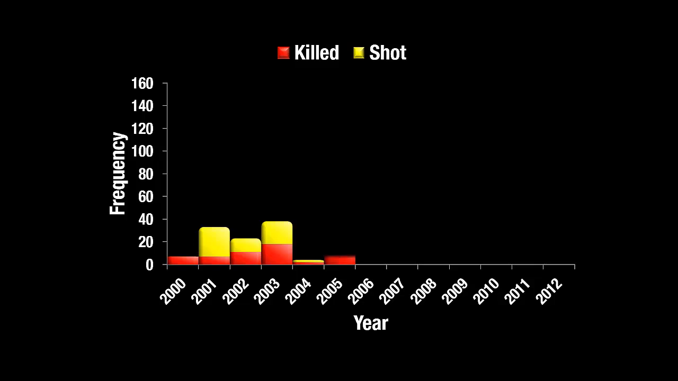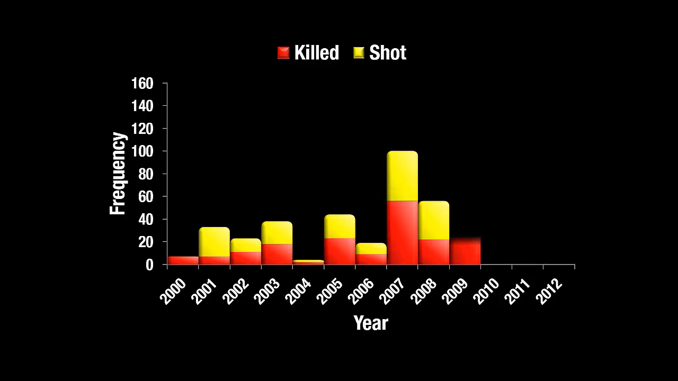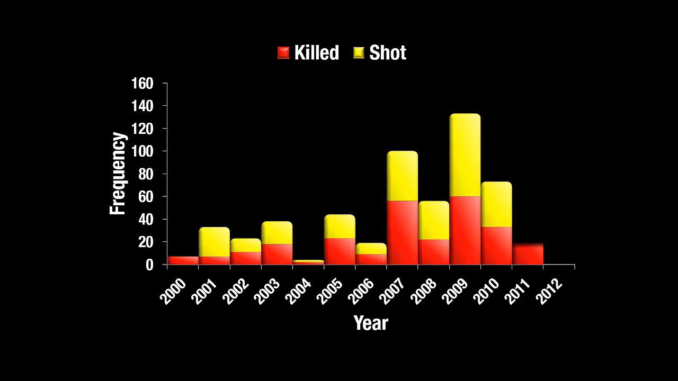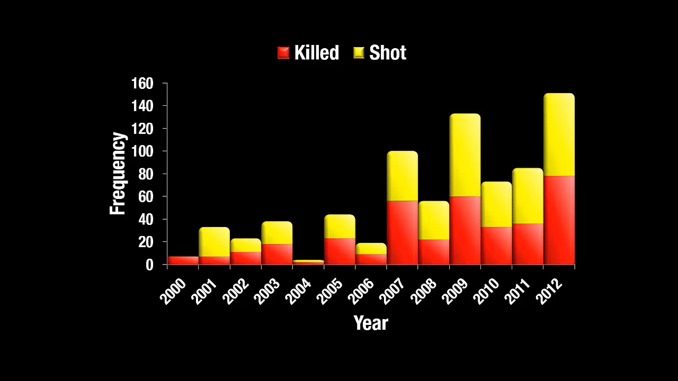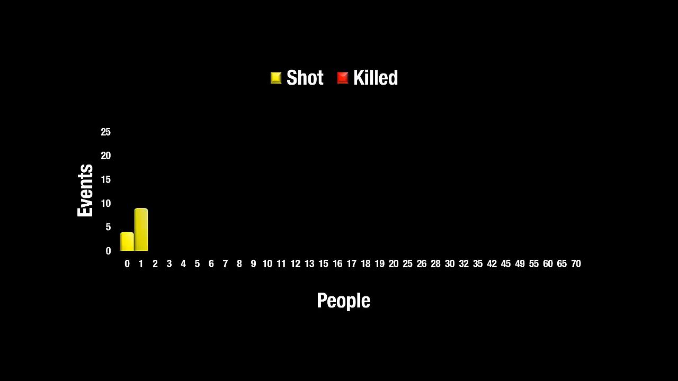This is the number of people shot and killed per year. And you can see, just like the increase in the number of attacks, we're seeing an increase in the number of people shot and killed. It does not appear that the attacks themselves are getting more dangerous or deadly. Instead, it seems like more people are just being shot and killed because more attacks are occurring. This is the number of people shot by event.